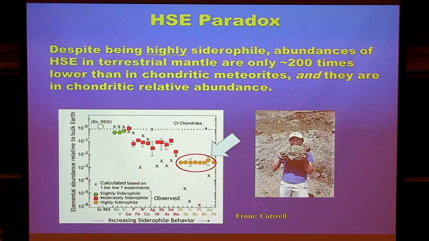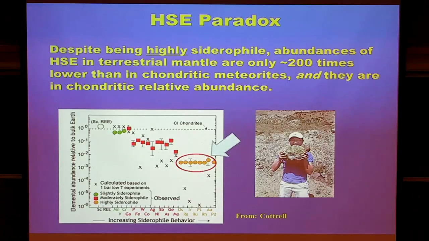And the red symbols we'll talk more about on Saturday. They're the so-called moderately siderophile elements. And it's the orange ones that we're considering here today. And the thing to note about them, they are about 200 times lower abundance than they are in a typical chondritic meteorite. And that sounds like they are in low abundance, and they are. The typical concentration of a highly siderophile element in the mantle is in the low part per billion, or nanogram per gram, concentration range.